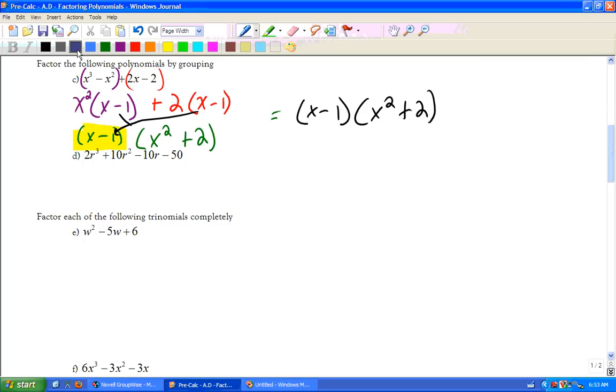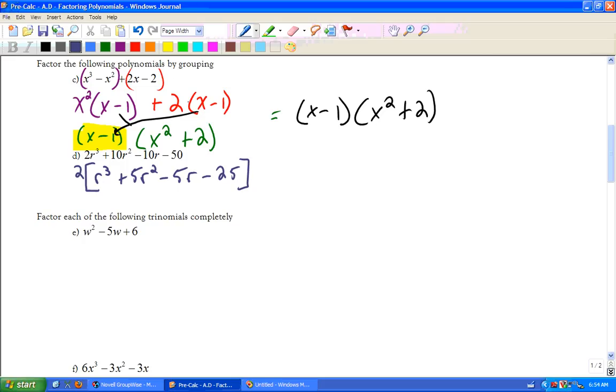This one's a little bit trickier, and not just because of a simple step: there's a greatest common factor between every term. Between 2, 10, negative 10, and negative 50, there's a greatest common factor of 2. So we're going to pull that out before the problem even begins. 2 times r cubed plus 5r squared minus 5r minus 25.